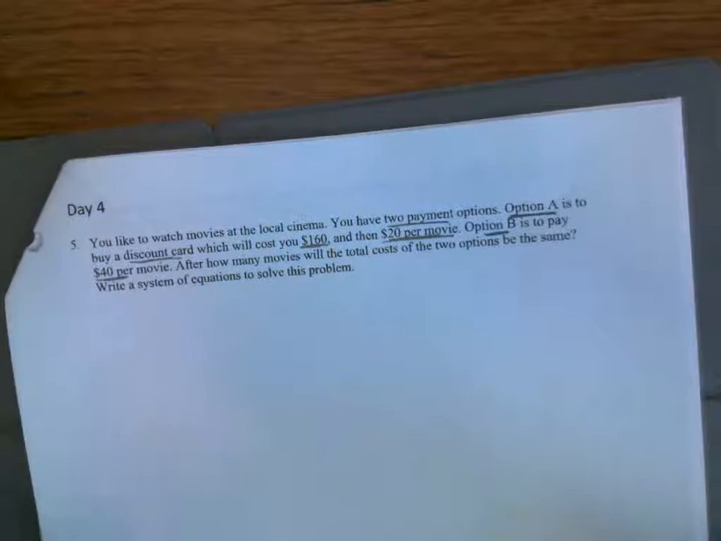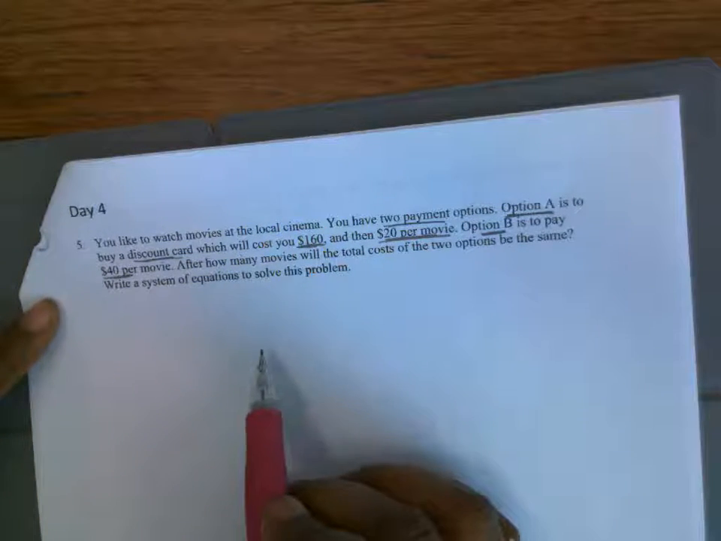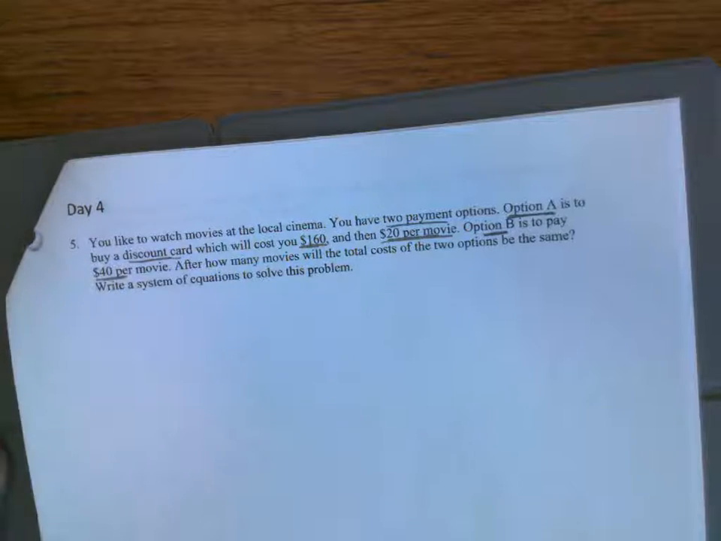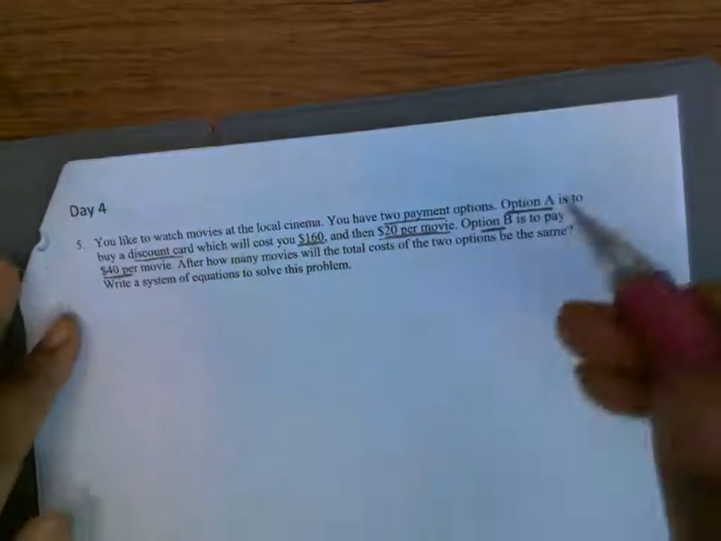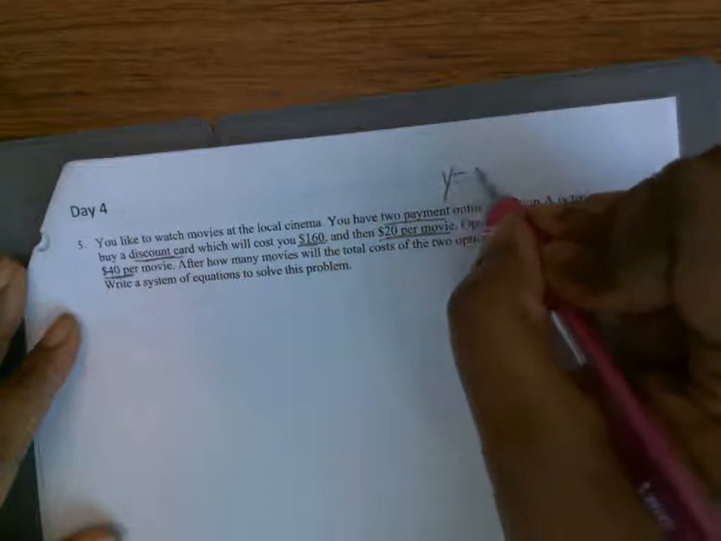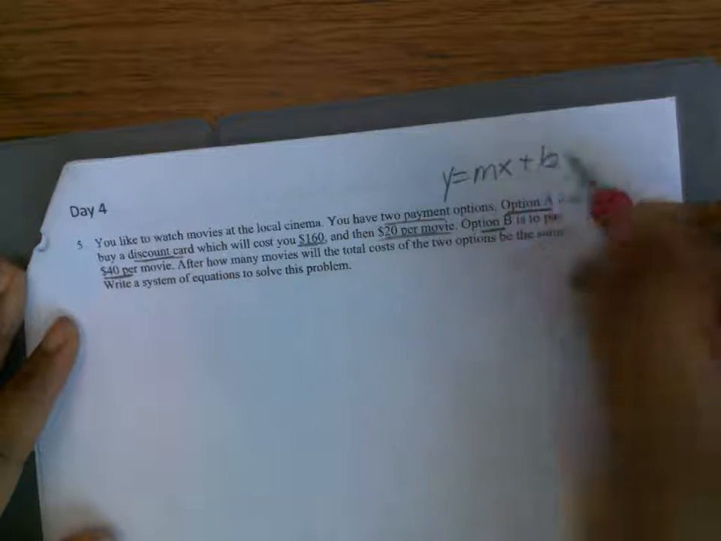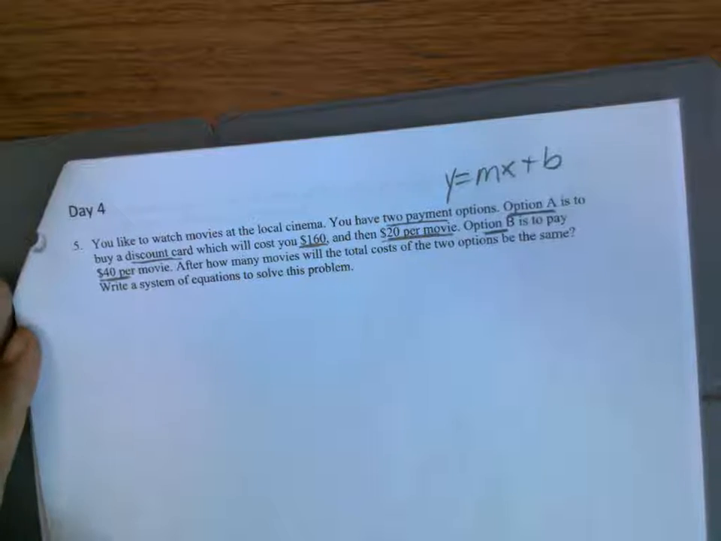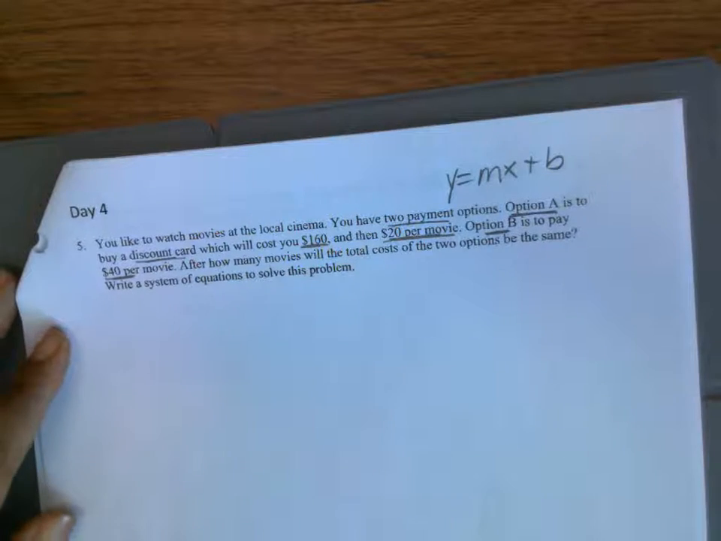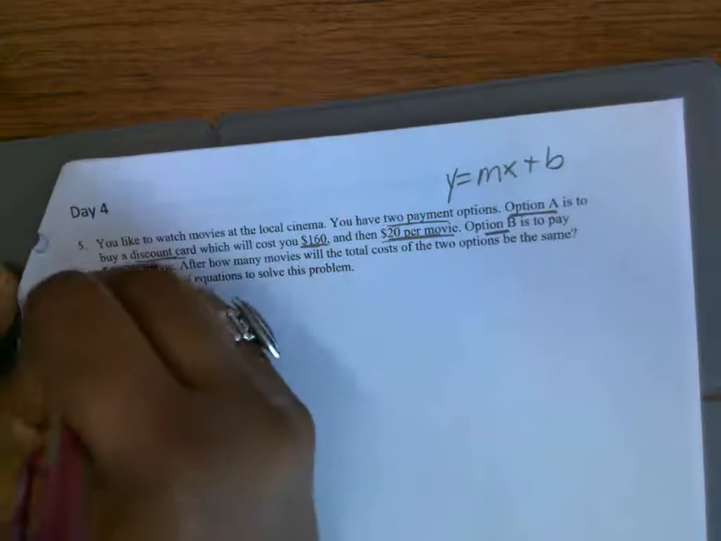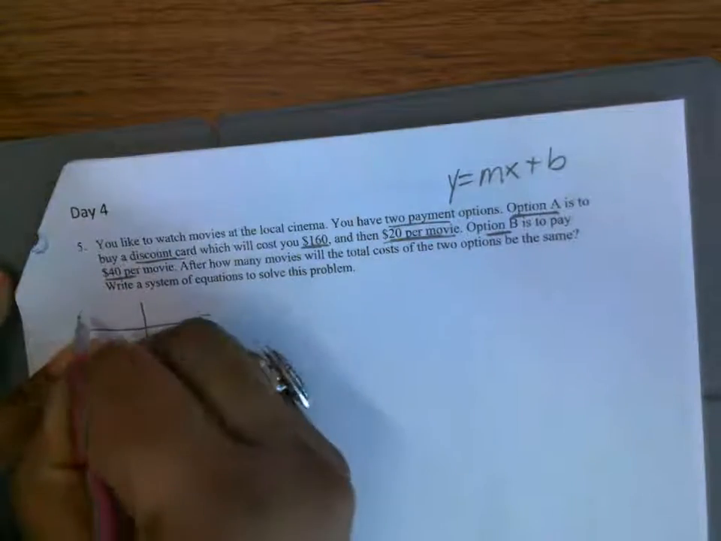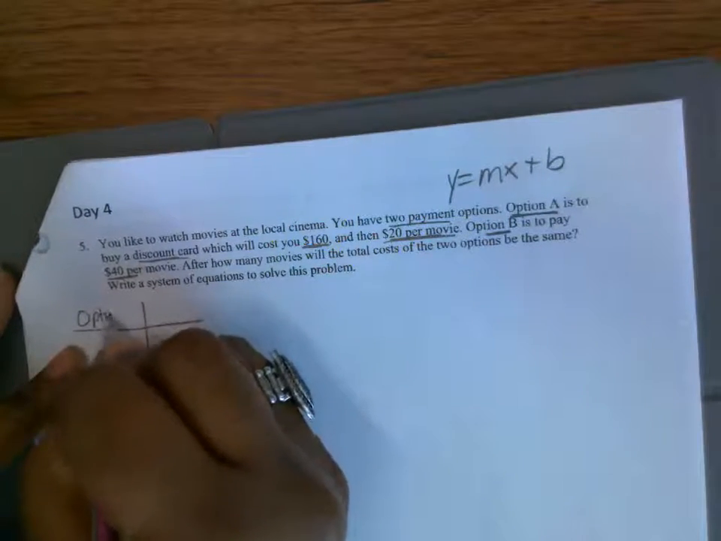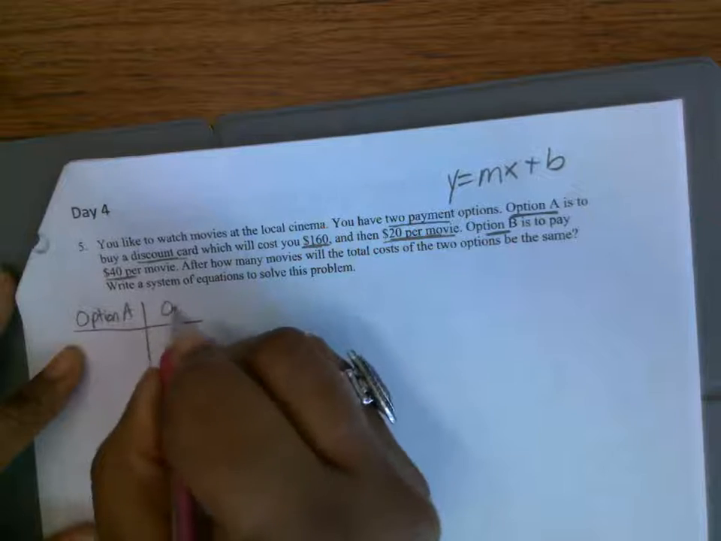So we're going to write 2 equations. Now in this example, we can clearly pick out some rates and we can clearly pick out some starting amounts. So in this particular problem, we are going to write our equations in slope-intercept form. All right, so we have 2 options, option A and option B.